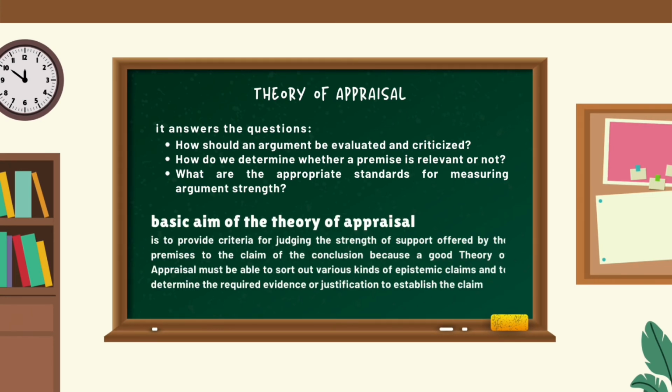The basic aim of the theory of appraisal is to provide criteria for judging the strength of support offered by the premises to the claim of the conclusion. Because it is said that a good theory of appraisal must be able to sort out various kinds of epistemic claims. Also, it must be able to determine the required evidence or justification to establish the claim.